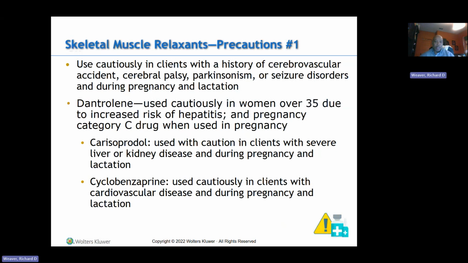Now, carisoprodol is used with caution in clients with severe liver disease, and also during pregnancy and lactation. Flexeril is used cautiously in patients with cardiovascular disease, as well as pregnant and lactating women. It's a pregnancy category B, which is not as high, but still, again, caution. Then dantrolene is a pregnancy category C drug, and it's also used with caution in pregnancy.